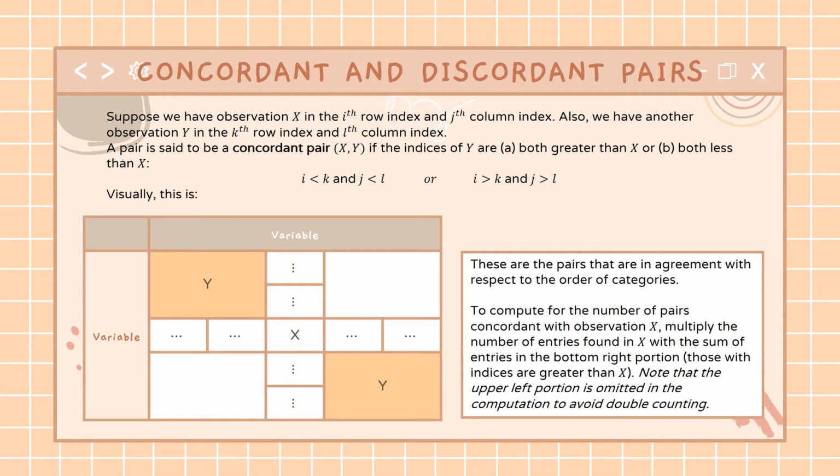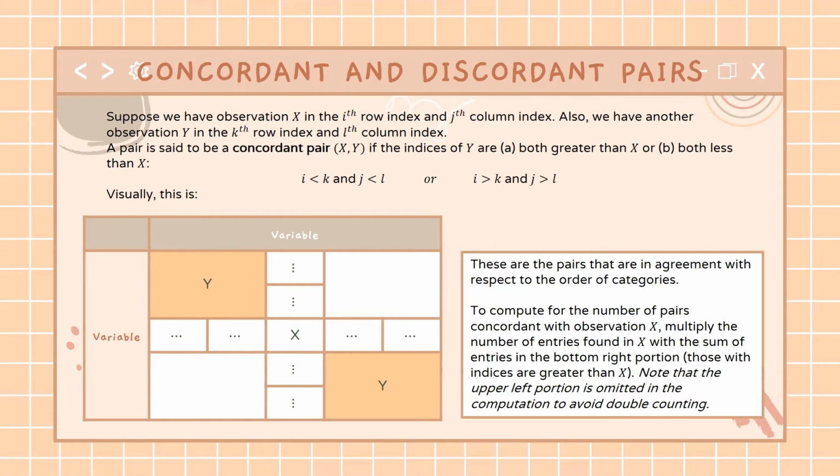Let us keep in mind that in the following topics, we deal with variables that are measured in the ordinal level. So, makikita natin na ang mga frequencies dito sa area na to, they belong to the categories that are lower than the category of x for both variables. So for example, this is small to large and this is low to high. Yung mga frequencies sa y are either smaller and lower than x or greater and higher than x. Kaya andyan siya. Yun yung meaning ng in agreement with respect to the order of categories.